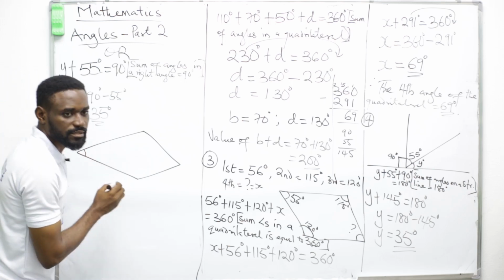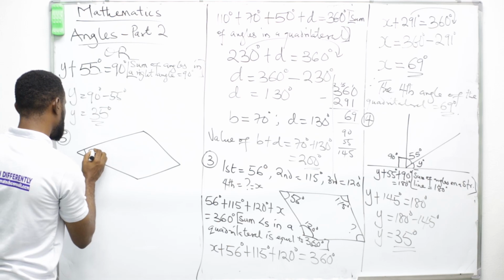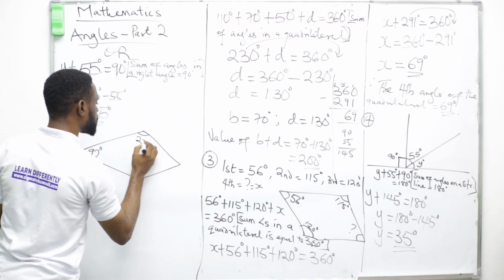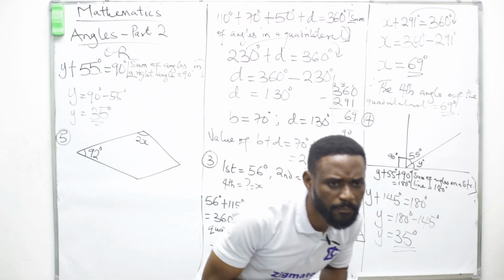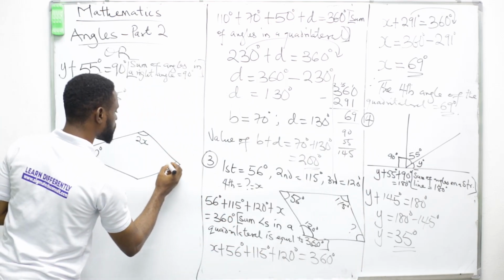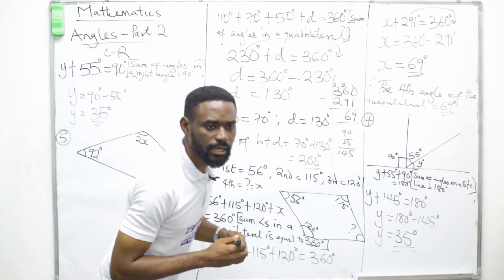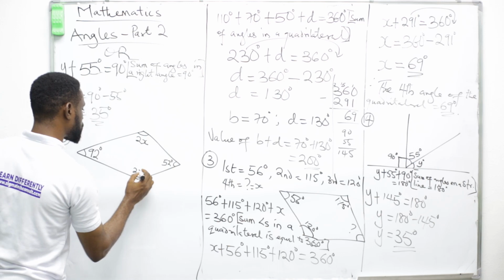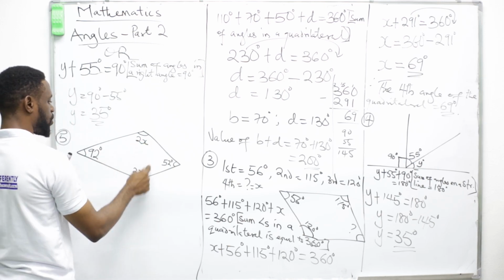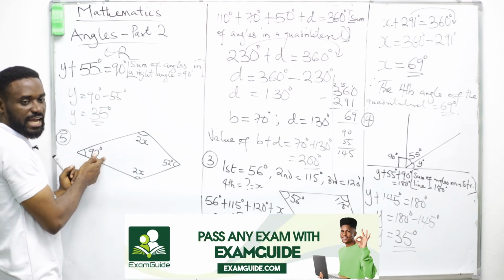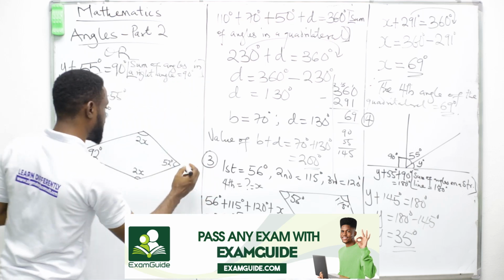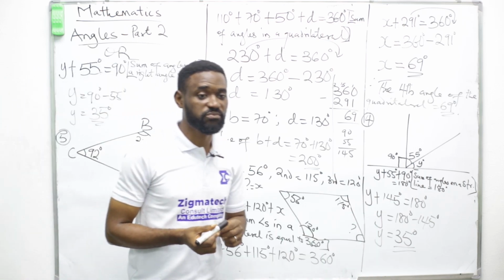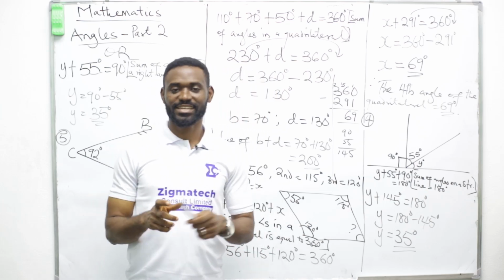Here, they said it is 92 degrees. Here, they said it is 2x. Here, they said it is 52 degrees. And this other side, they said is 2x also. So it means that this angle and this angle are equal. So here is 92 degrees and this is 52 degrees. So this is A, B, C, D. The question is asking us to find the value of x in the shape below.